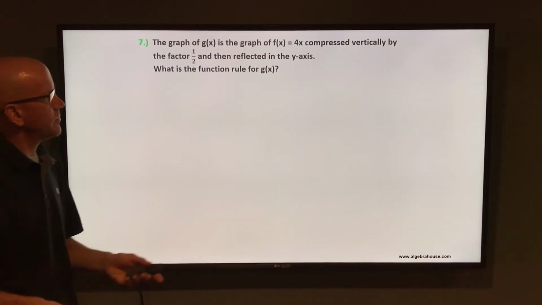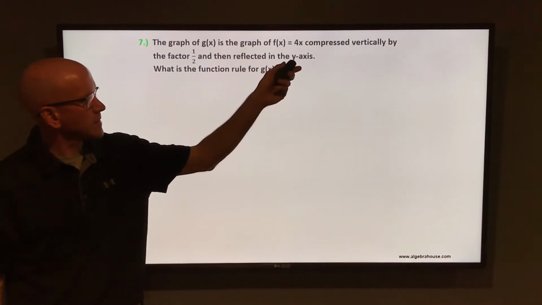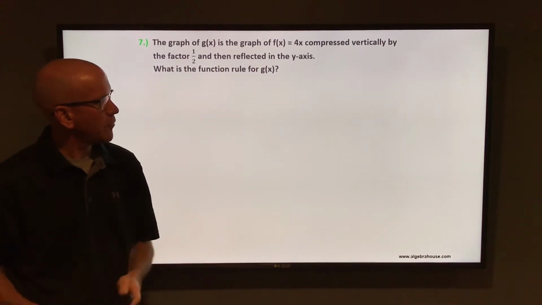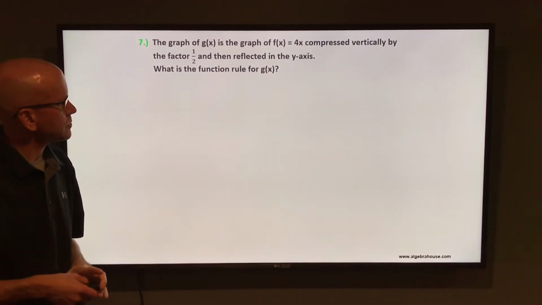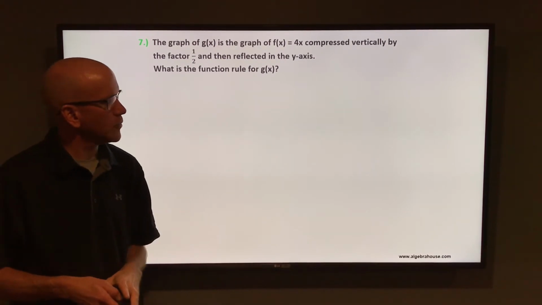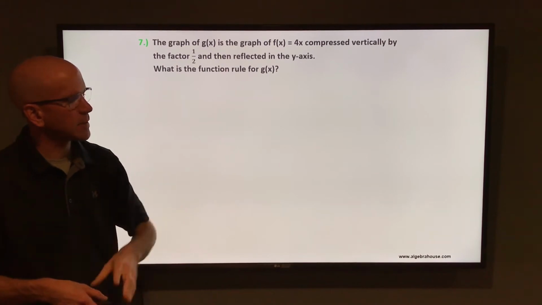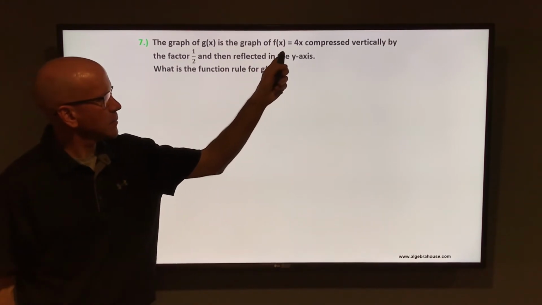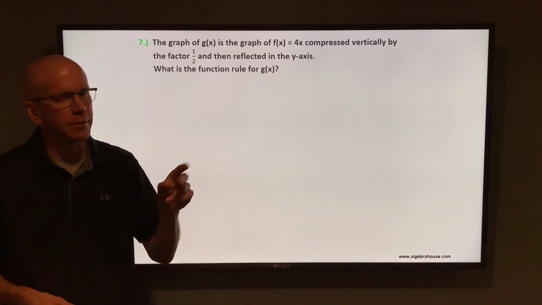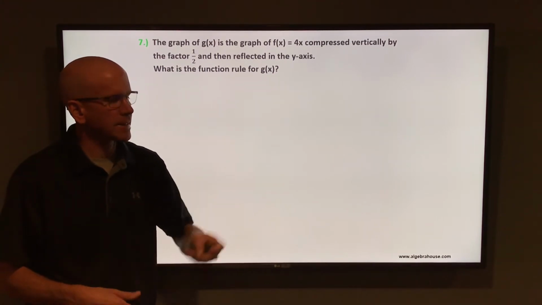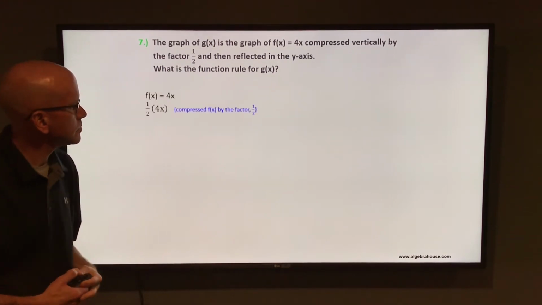The graph of g of x is the graph of f of x equals 4x compressed vertically by the factor 1/2 and then reflected in the y-axis. What is the function rule for g of x? So we're going to take that f of x and change it into g of x. We're taking that f of x equals 4x, and we're going to do two things to it. We're going to compress it by a factor of 1/2 and also reflect it in the y-axis.